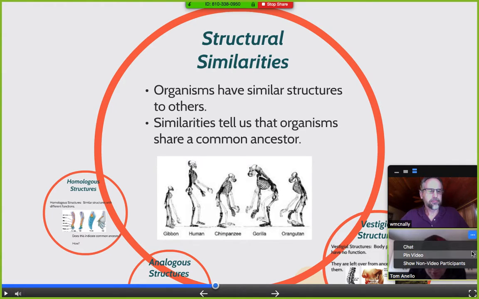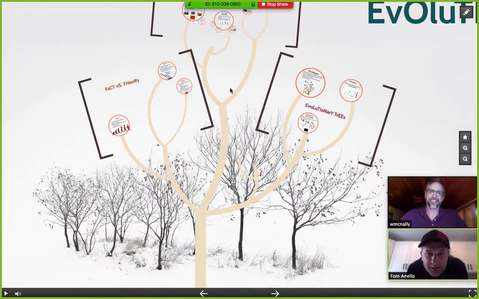And the more similar the organisms are in their structures, then the more closely related they are.